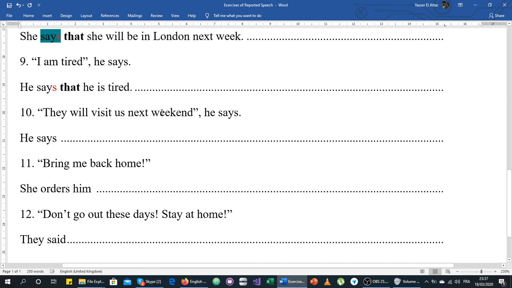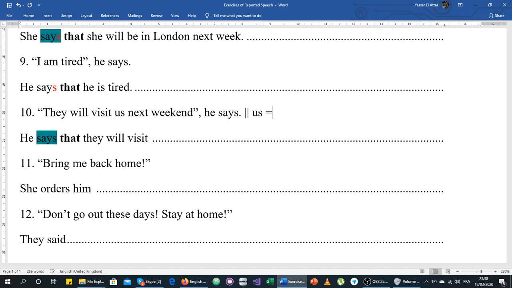They will visit us next weekend. He says, okay, he says, so also in the simple present. This one is also in the simple present. They will visit us next weekend. So this one we don't change it, because why? Because here we have a statement, so we only add "that." "They" doesn't change. "Will" doesn't change. Why doesn't it change? Because this one is in the simple present, so "will visit." The only thing that changes here is "us," and we said when we have the pronoun "us," it becomes "them." So here we will add "them." They will visit them next weekend.